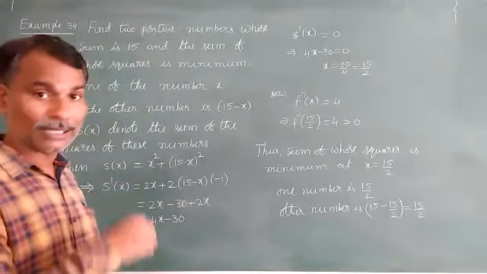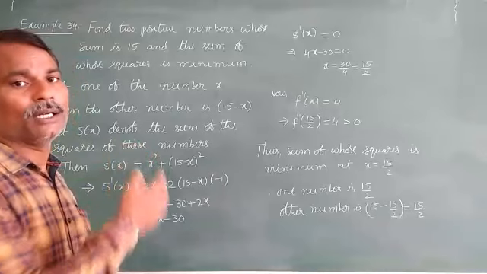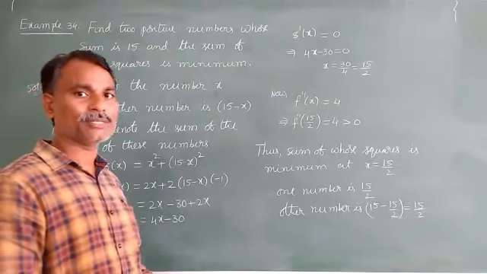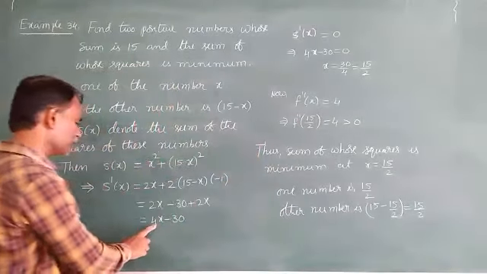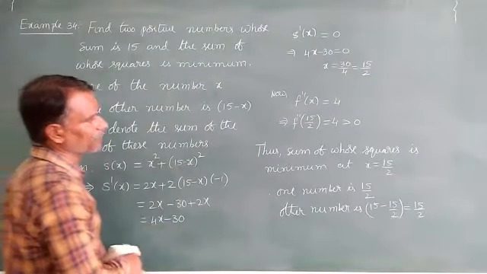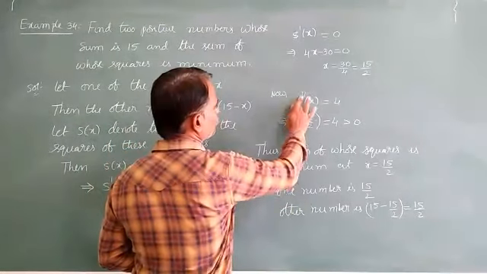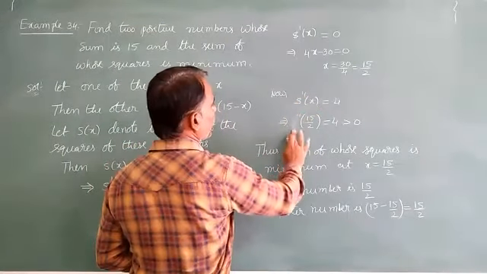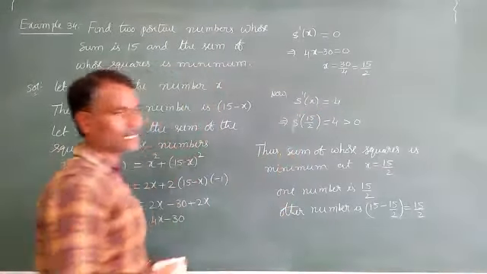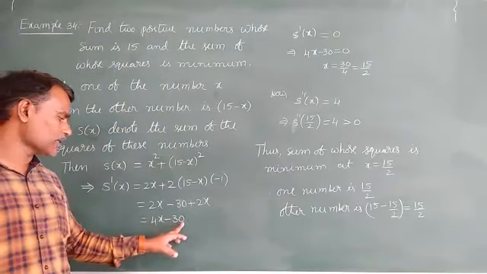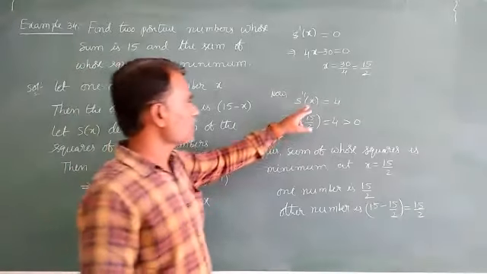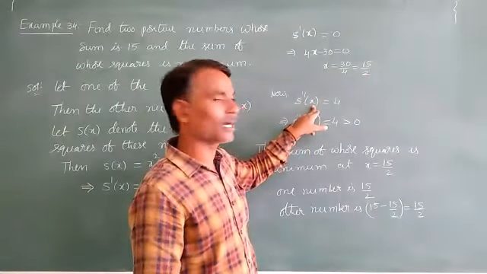For that, in this concept you have to use the double derivative test, the second derivative test. This is the first derivative, S dash of x. Now S double dash of x means we differentiate this function one more time. 4 into 1, and the derivative of 30 is 0, so 4 will come. Now we substitute the critical point.